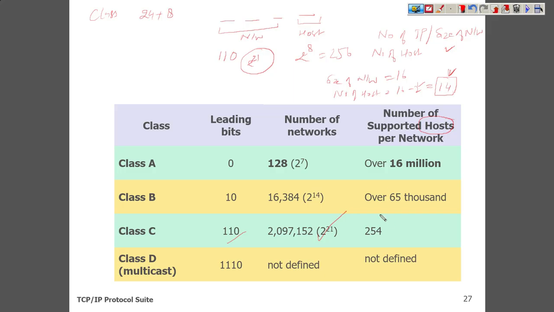So similarly, if I ask how many hosts are connected, the correct answer is 2 power 24 minus 2 here, 2 power 16 minus 2 here, and 2 power 8 minus 2 here. And we are only using class A, B, and C for designing our network. Class D and class E are actually reserved for a different purpose.